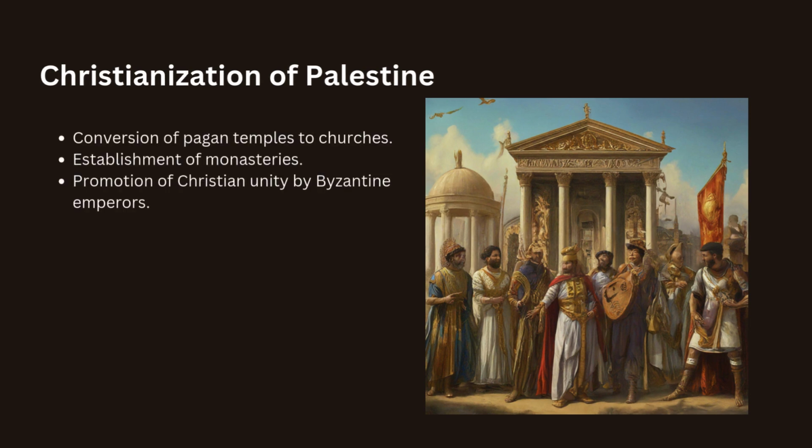Now, let's see Christianization of Palestine. With the rise of Byzantine Christianity, the region underwent significant Christianization. Pagan temples were either destroyed or converted into churches, and Christianity became the dominant religion. Monasteries were established throughout Palestine, particularly in the Judean desert, where monks sought spiritual solitude. Byzantine emperors, such as Justinian I, further strengthened Christian influence in Palestine by sponsoring the construction of new churches and promoting theological unity across the empire.